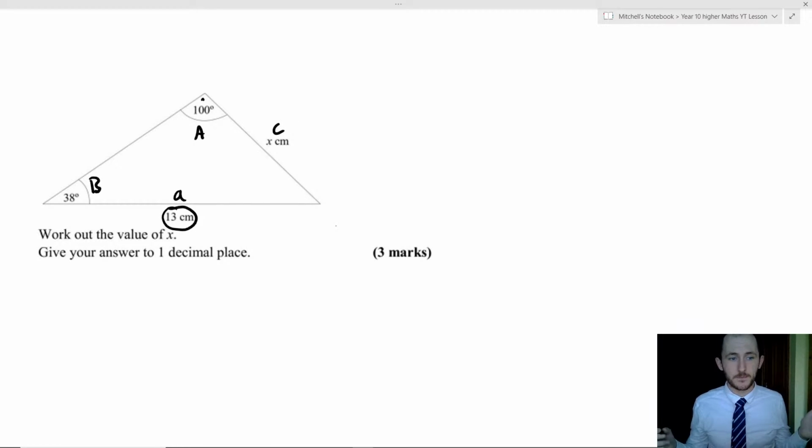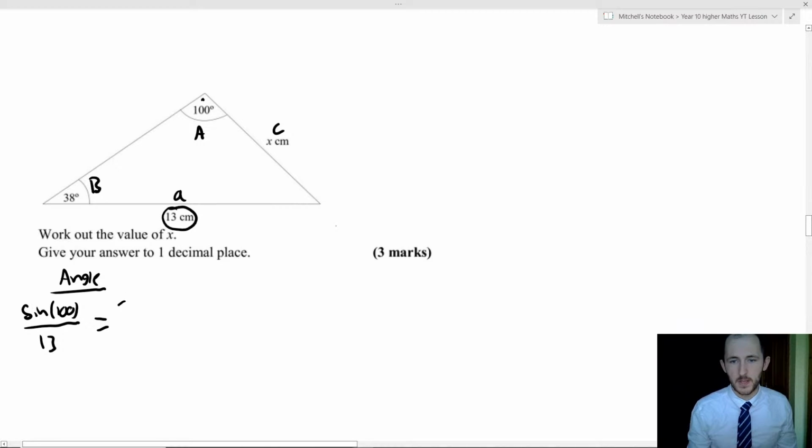That's it. So now what we can do, and again, if you want, you can use the side version, or you can use the angle version. So if I do the angle version first, again, keep in mind, it doesn't matter which way you do it. We have sine of 100 divided by 13 equals sine of 38 over x, and they're asking me to work out what x is.